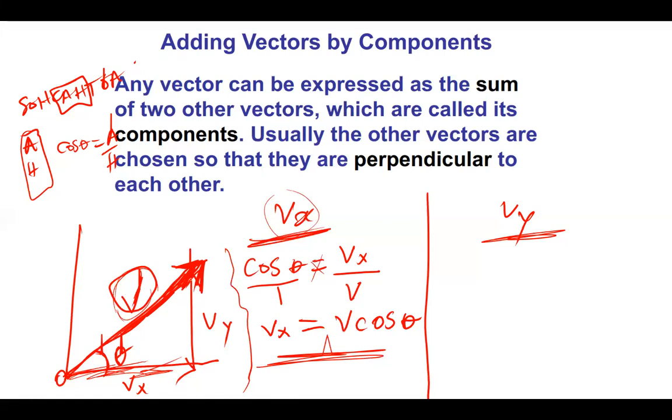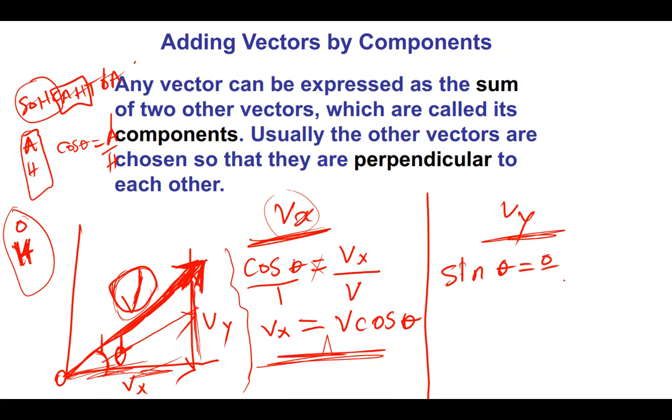So in the y-axis, to find the y component here, we can see that what we've been given in this case is the opposite to the angle, which is Vy. And then we've also been given the hypotenuse, which is just V. The one that deals with the hypotenuse and the opposite is sine. So sine is the one that we're going to use. So we're going to say sine theta is equal to the opposite over the hypotenuse.